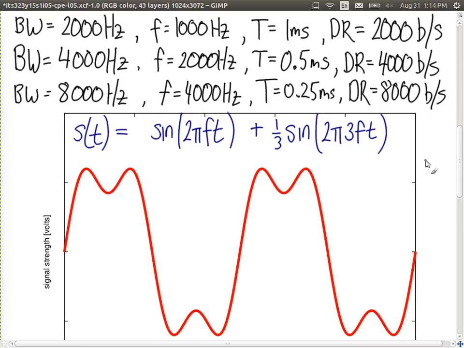Is that always true? No. That only happens because of our particular encoding scheme. I said 1 bit per half a period, or 2 bits per period. If we had a different scheme where it was 1 bit per period instead of 2 bits per period, we'd get a different data rate. But the trend still applies. Increasing bandwidth increases data rate.